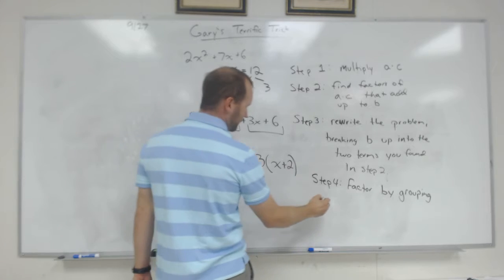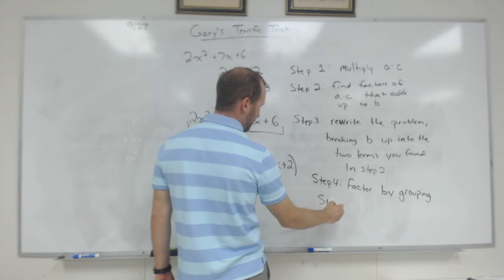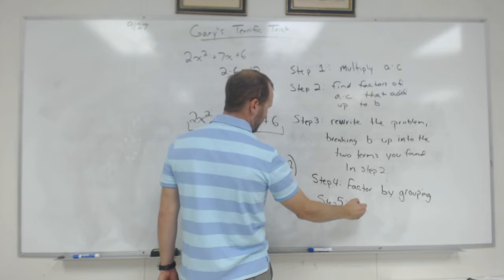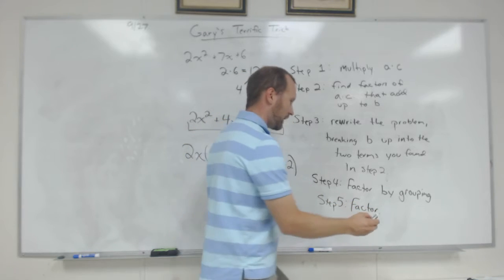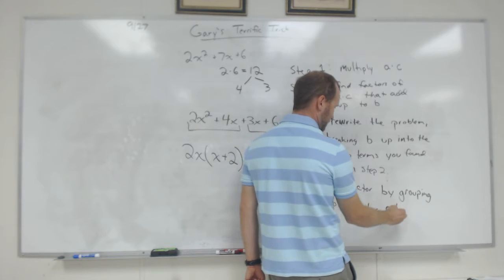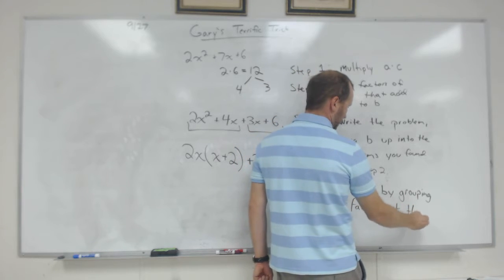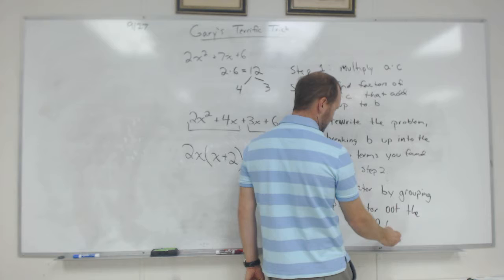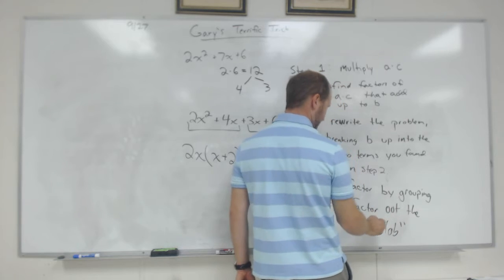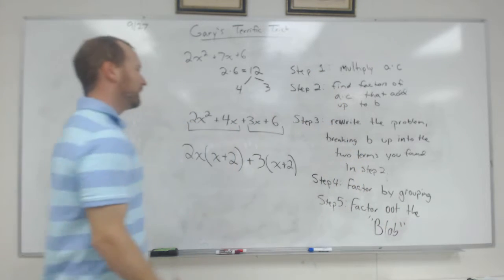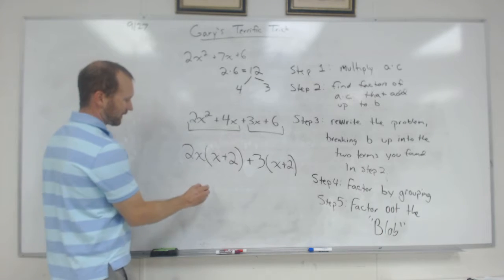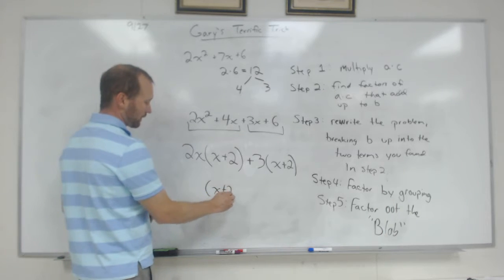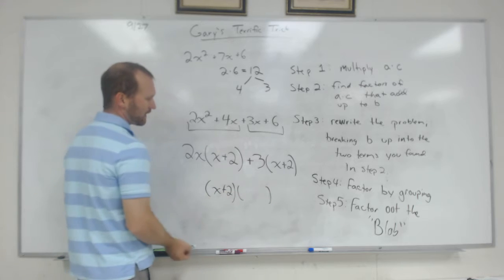Step 5, final step. Factor out the blob. What's our blob? x plus 2. And what do I have left after I factored that out?